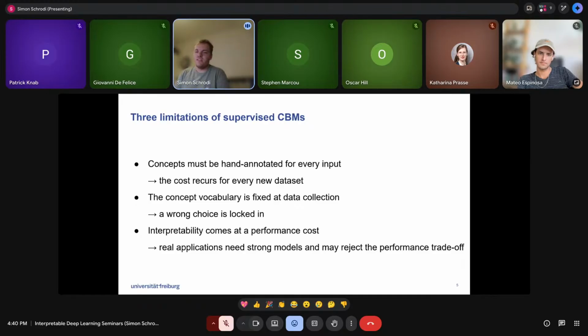And the last point here is, at least when I wrote the paper, I'm not sure if this is true anymore, that often interpretability comes with a performance cost. And this was quite substantial at that time, as I remember. And things have changed by now.